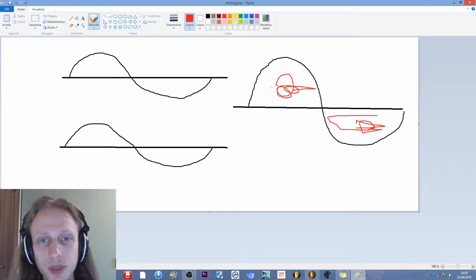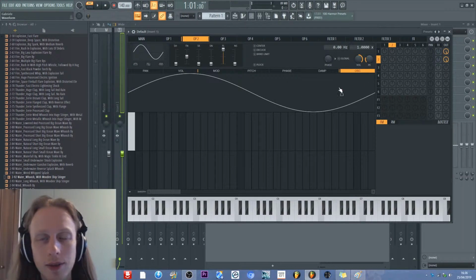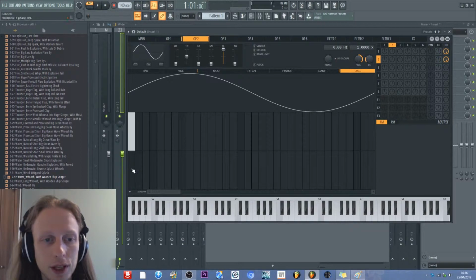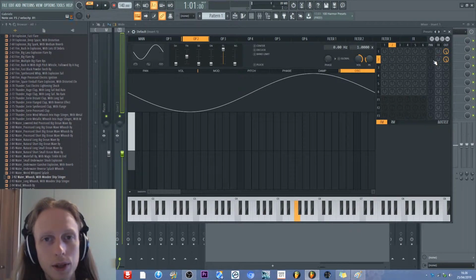If I invert the phase of one operator, for example, I invert the phase of operator 2, inverting the phase in this way, I'm going to play my keyboard. There is no sound. Okay. If I decrease operator 2, I can hear a sound. If I decrease operator 1, I can hear the sound.